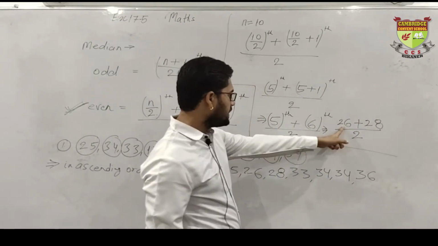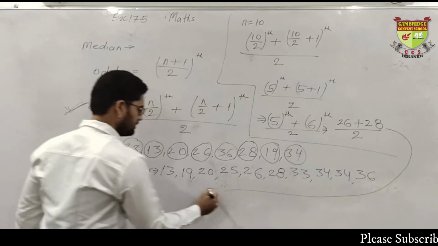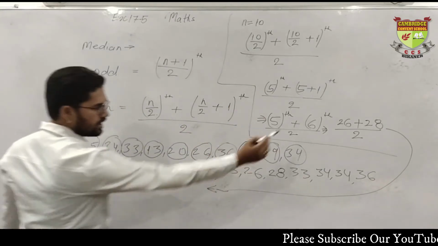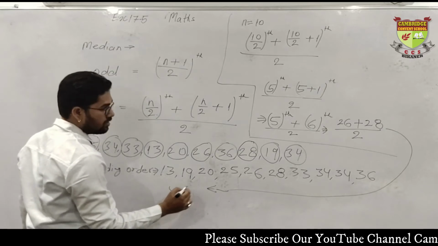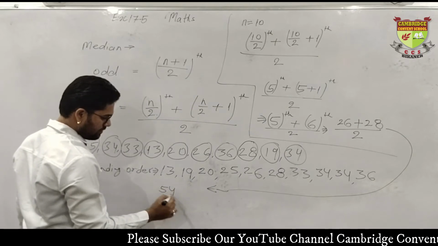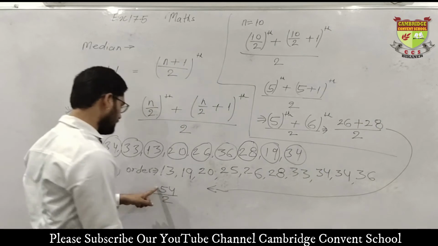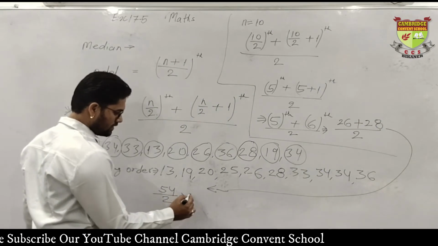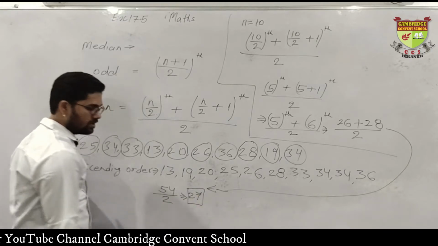Add them. 26 plus 28. What will this be? 8 plus 6, 14, 4, 1 carry. This will be 5, so 26 plus 28 will be 54 upon 2. What is 54 upon 2? 54 upon 2 is 27. So 27 is the median of this question.